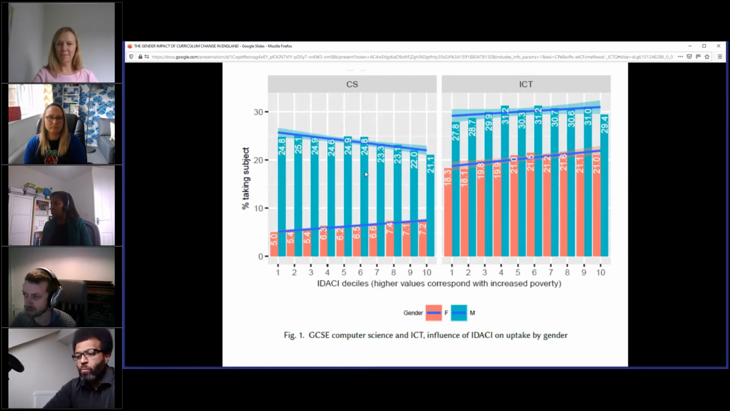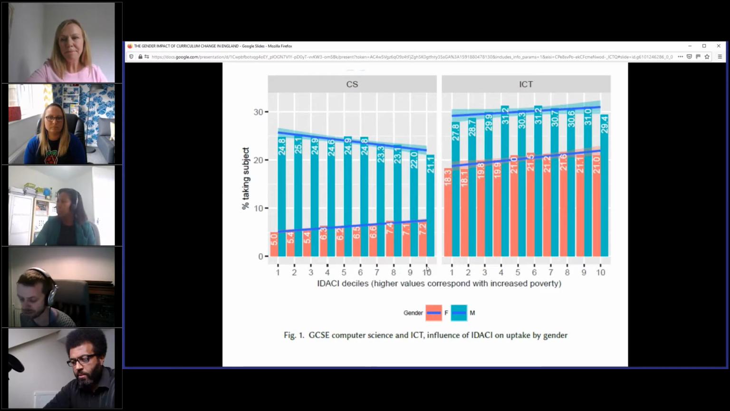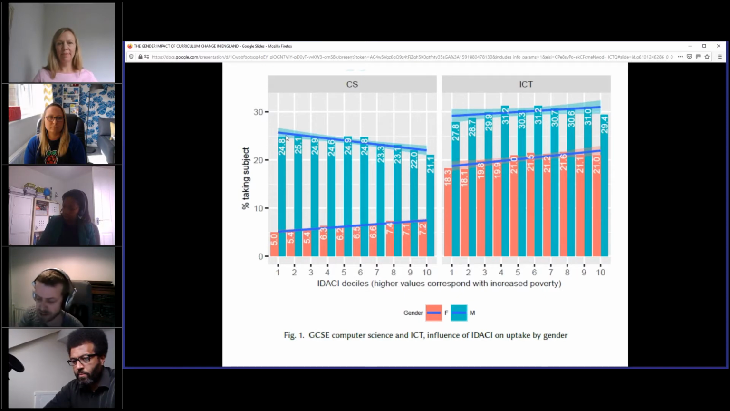And we're breaking down the student population into 10 groups, with the richest being number 1 and the poorest being 10. This is by something called IDACI, which is similar to Pupil Premium, but it's about the poverty level of the area that you come from, not about your parental wealth. It's the poverty level of the area that you come from. And as you can see, the richer the male population, roughly the more likely they are to take computer science. So that's not a good sign.